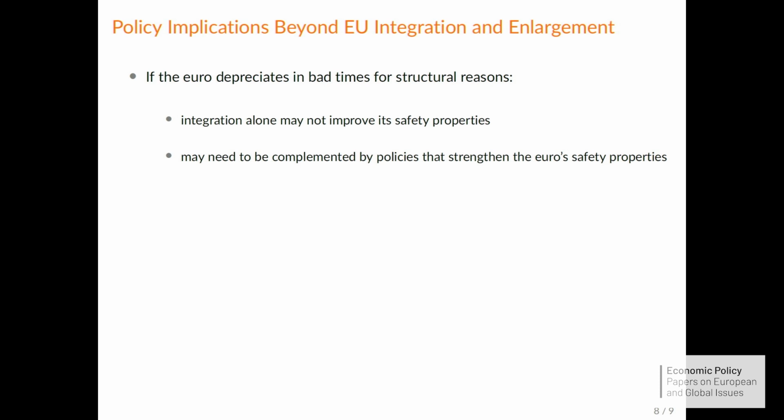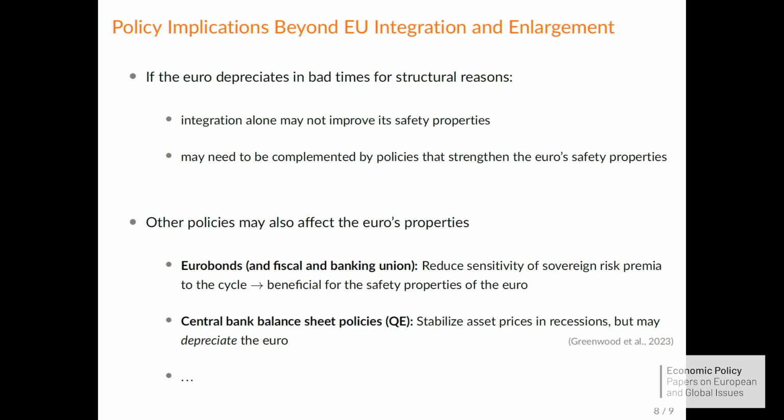But the broader point is indeed that these policies of integration and enlargement may need to be complemented by policies that strengthen the euro's safety properties. And in this sense, it's interesting to think about how other policies that are either discussed or implemented in the context of the EU and the euro debate affect the euro's stochastic properties. For instance, it's interesting to think about euro bonds. If designed a certain way, euro bonds would reduce the sensitivity of sovereign risk premia to the cycle, which would also be beneficial for the safety properties of the euro.